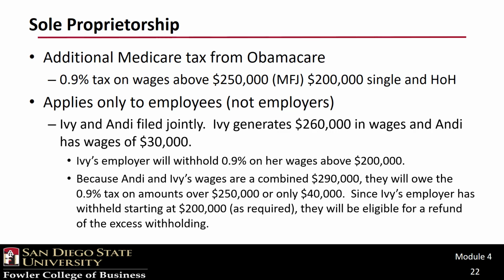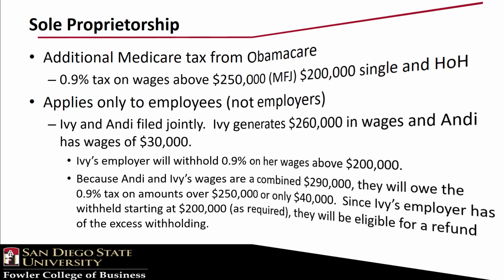Andy's additional $30,000 in wages creates total combined wages of $290,000, which is $40,000 higher than the threshold of $250,000 for married filing jointly taxpayers. Thus, Ivy and Andy will owe 0.9% on the $40,000 excess. Because Ivy's employer withheld on $60,000 of Ivy's wages, they're going to be entitled to a refund when they file their income taxes. All right, we made it through our first Module 4 video unscathed.